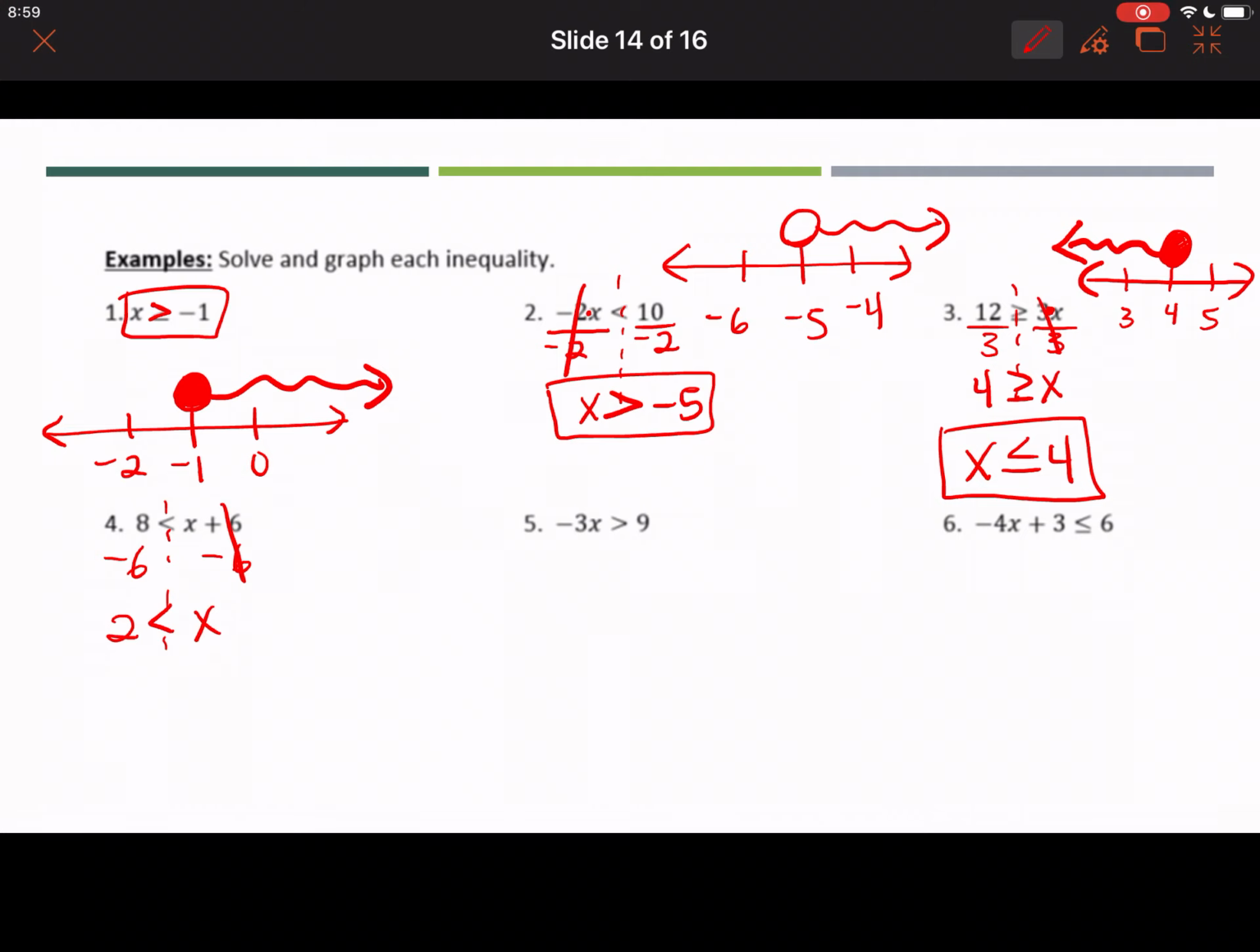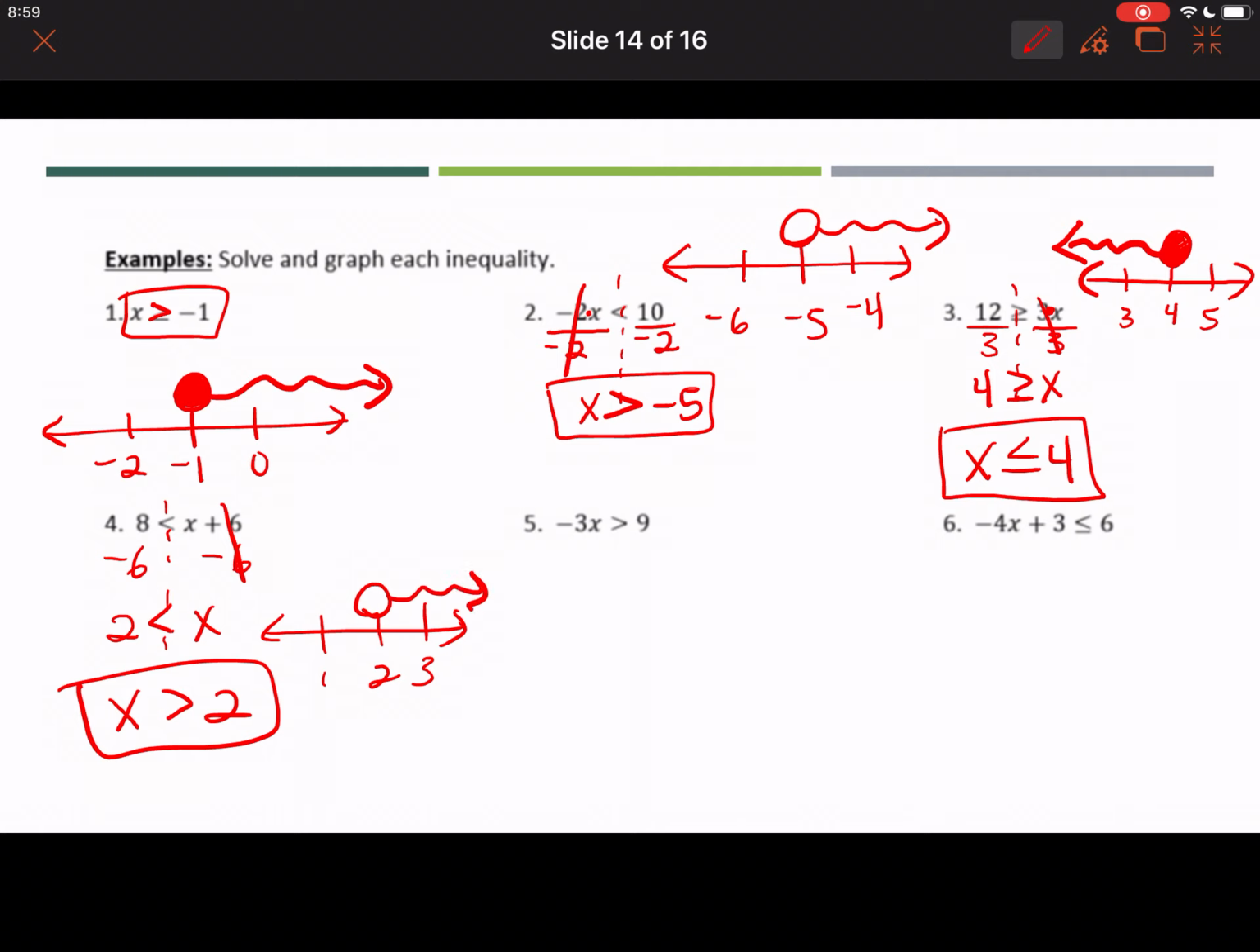So again, I can be done here. And if you want to be done here, circle this, right? And graph from here. But if you want to use that trick, you need the x on the left-hand side, and you need to flip the inequality. So I have x is greater than 2. When I graph, I have 1, 2, 3. 2 gets an open circle, and if x is greater than that, we shade to the right.